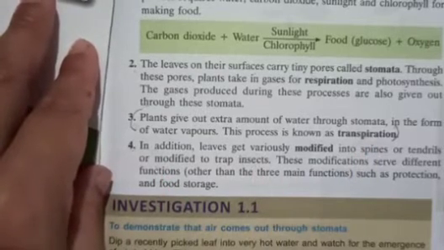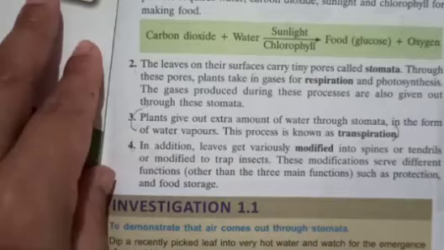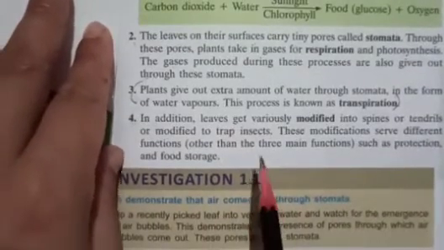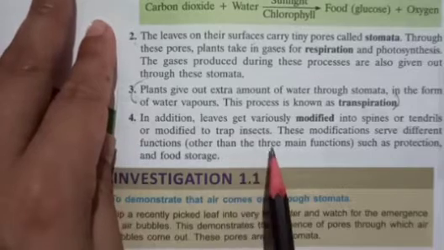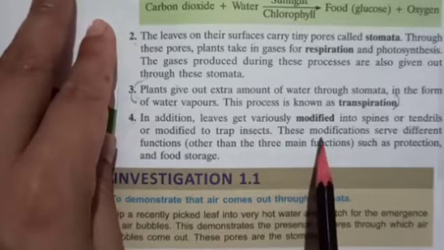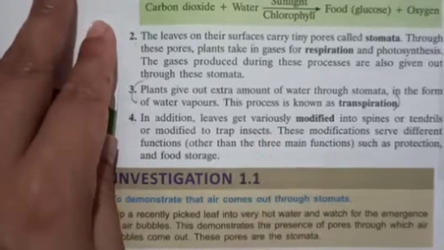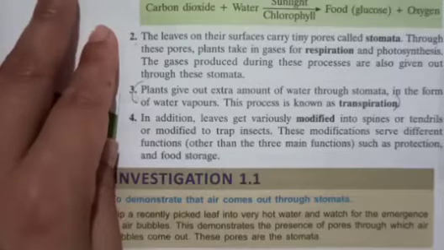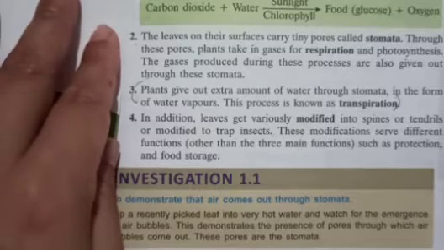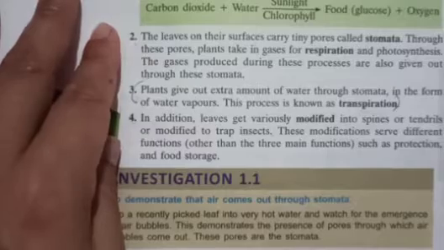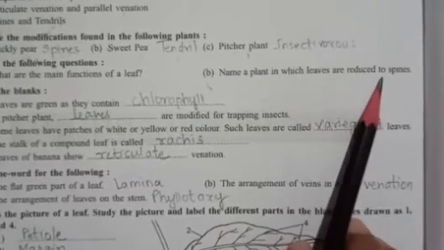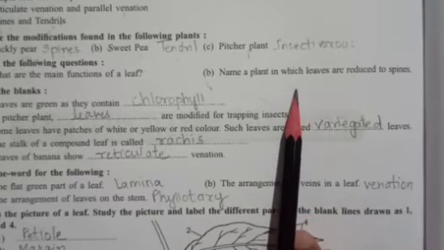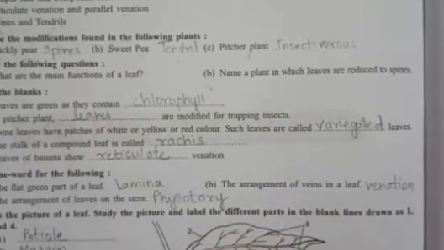Then it modifies itself also into spines and tendrils. And why does it transform into spines, tendrils and insectivorous plants? Either to protect itself or for food storage. Now part B is, name a plant in which leaves are reduced to spines. The answer is cactus. Then comes fill in the blanks.